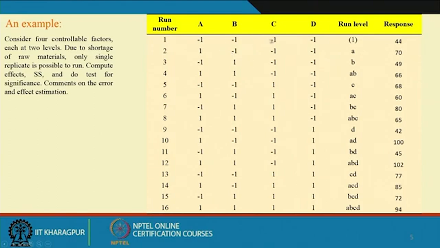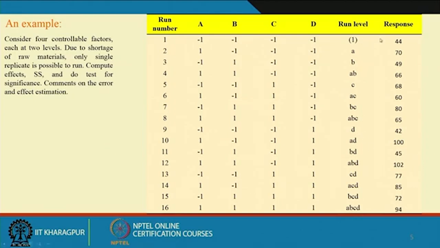Here what we are saying is, if you conduct an experiment keeping A, B, C, D all at low level, the response value is 44. Here this is AD. That means you are keeping A at high level and D at high level, and both B and C at low level. Then if you run the experiment, you will get the response value 100. Similarly, ABCD 94 simply indicates that when all the factors are at high level, the experimental result with reference to the response variable is 94.